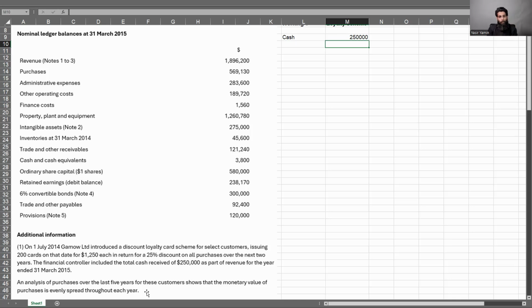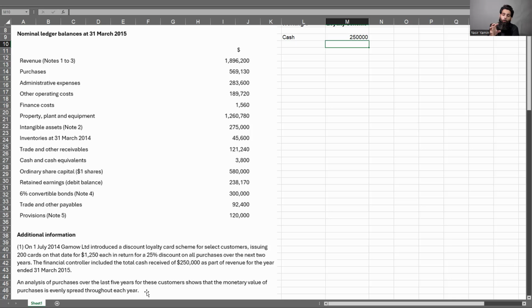Remember, customers will buy equal value of goods each month till the next 2 years. We started from 1st July 2014 till 1st July 2016. Customers will buy an equal amount of goods for the next 2 periods. But I started this scheme on 1st July 2014, and even till the year end, my performance obligation would have only been satisfied for 9 months. But what has your financial controller done?